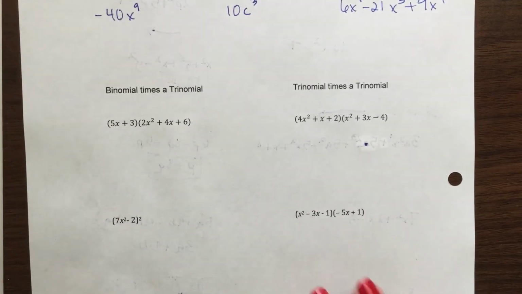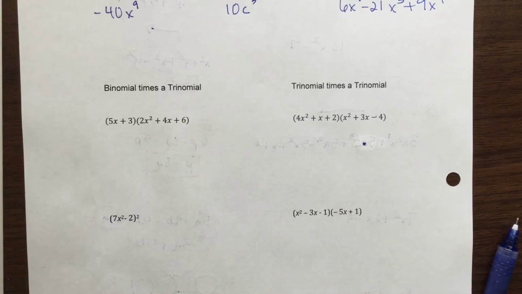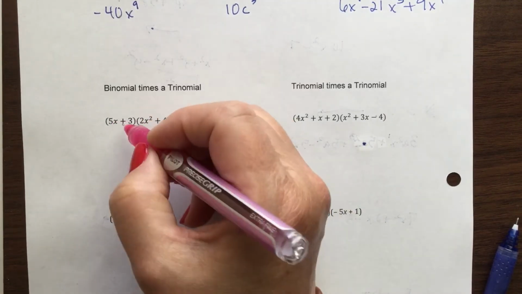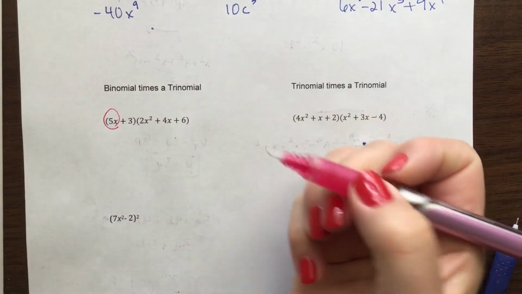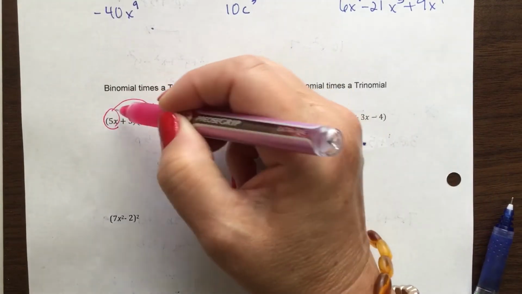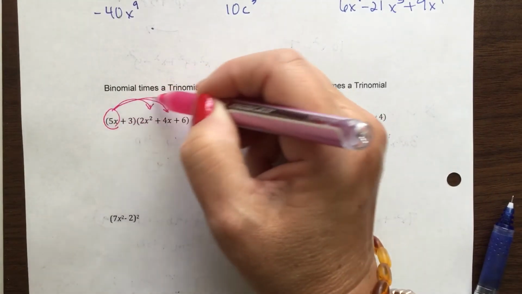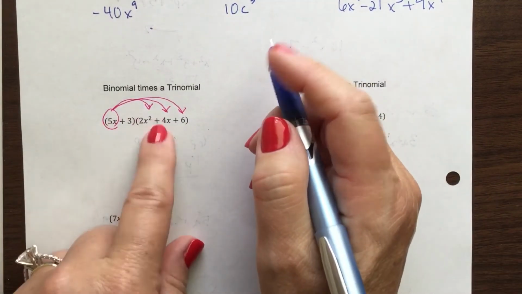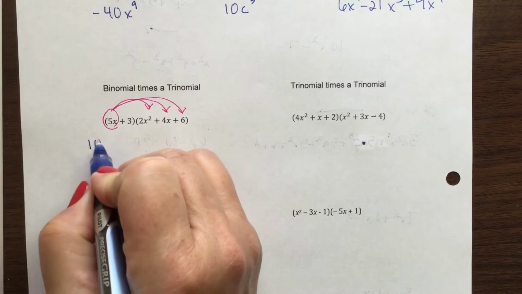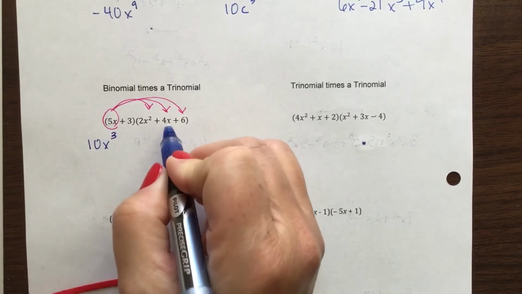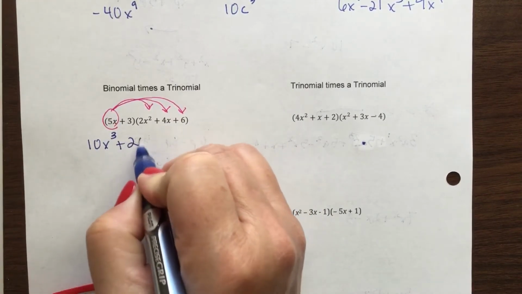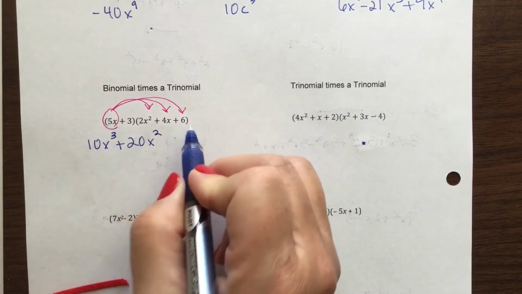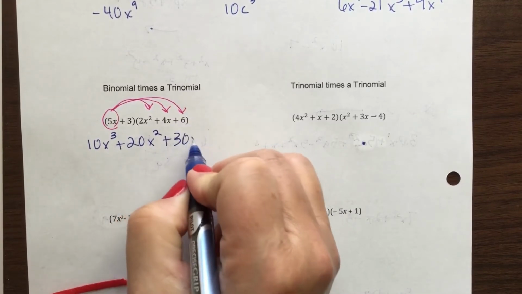Now a binomial times a trinomial. Now I like color coding my stuff. So all that means is you're going to take this first term and make sure you've multiplied it times all the terms in the second parentheses. Okay, so 5 times 2 is 10x to the third. 5 times 4 is 20. And then an x and an x builds up to x squared. 5 times 6 is 30x.